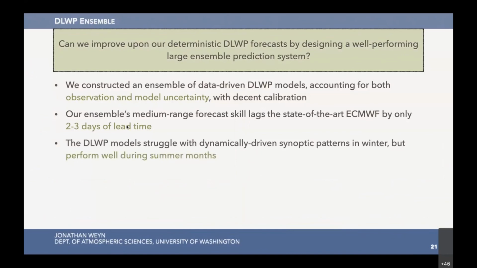And I didn't show any specific evidence of this, but we have observed that the DLWP tends to struggle with the more dynamically driven synoptic patterns in winter, which is where traditional models excel. But DLWP actually performs pretty well during the summer months. And again, just to reiterate, these forecasts are run extremely efficiently. So a 1 week forecast takes about 1/10 of a second for a single ensemble member.